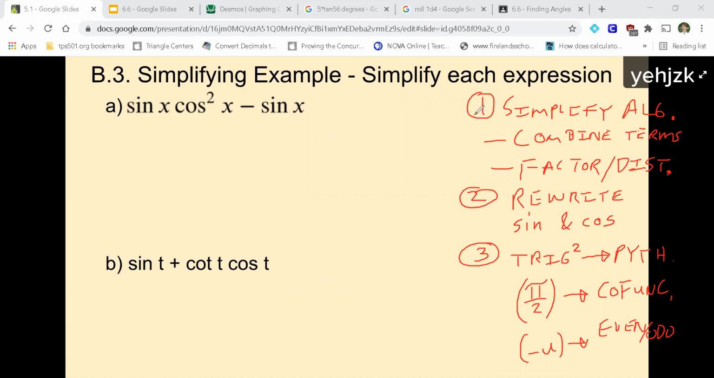So for example, let's try applying these guidelines to this problem. Notice I can't combine like terms here because my two terms are not alike. This first term has a cosine squared. However, I can factor it because both of the terms have a sine of x in them. So if I factor out the sine of x, then my first term will just be cosine squared. And my second term, sine divided by sine, is 1.